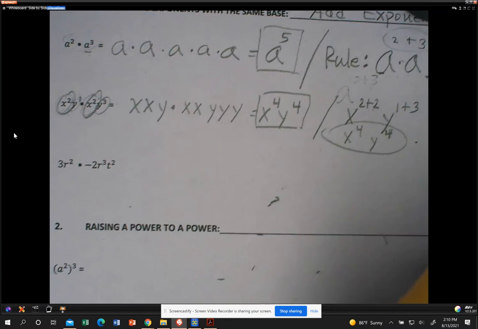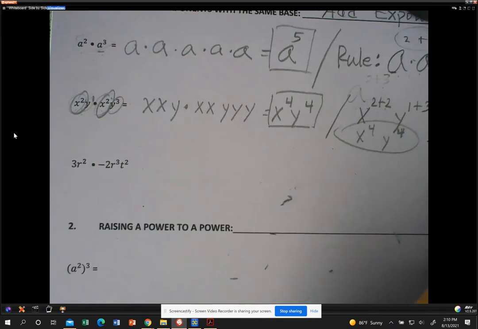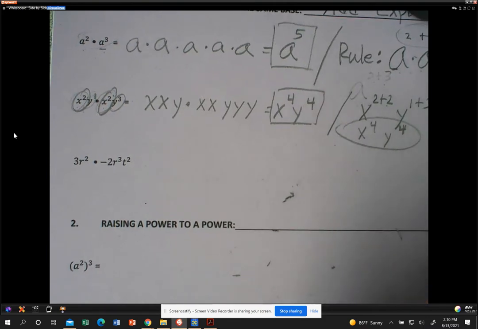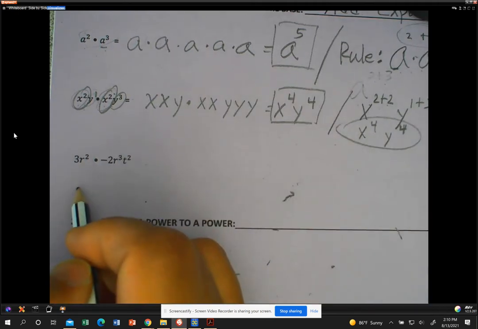Next one, I'm going to try not to expand, okay? I'm going to try to use some shortcut. So, okay, are you guys ready? All right, here we go. Just pay attention. I'll give you time to copy this.